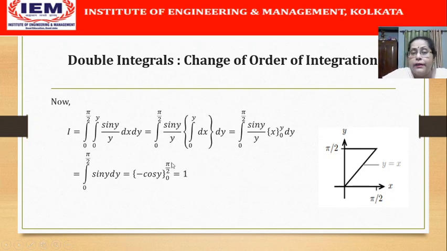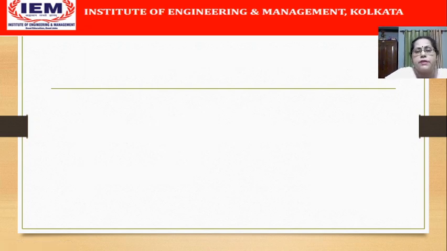I hope it's clear how it was really helpful that we changed the order of integration, right? We were actually unable to evaluate the integral in the way it was given. But just by changing the order of integration, we have simplified our function. This y got eliminated, and so we could integrate it easily and got the answer for our integral. Okay, so let us see one more example.